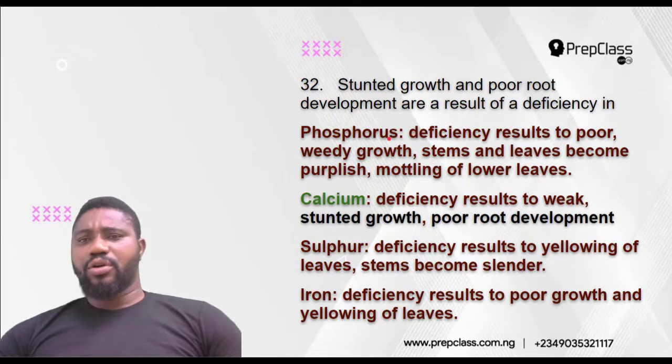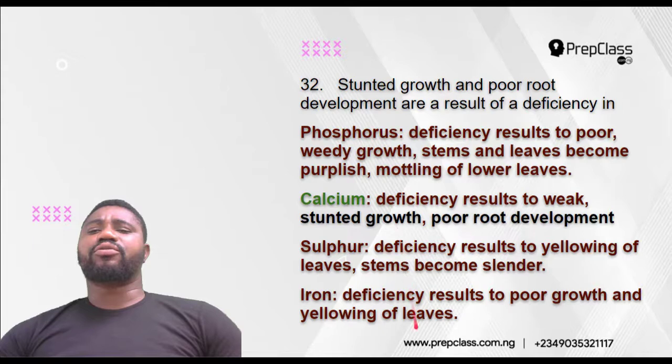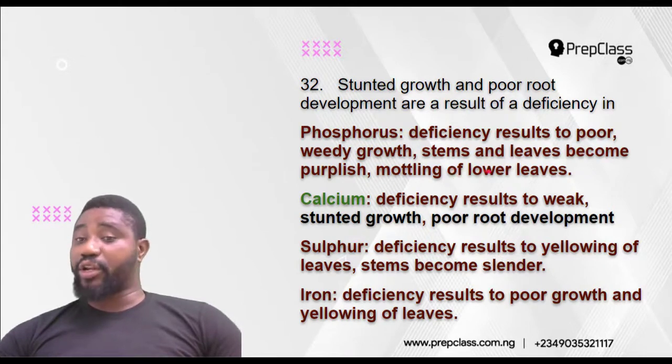Phosphorus. Now let us look at each of these nutrients and what they benefit to plants. Phosphorus deficiency results in poor, weedy growth. Stems and leaves become purplish, with mottling of lower leaves. Calcium deficiency results in weak, stunted roots and poor root development.